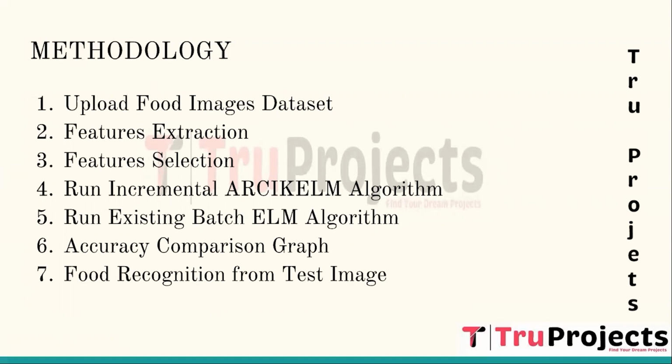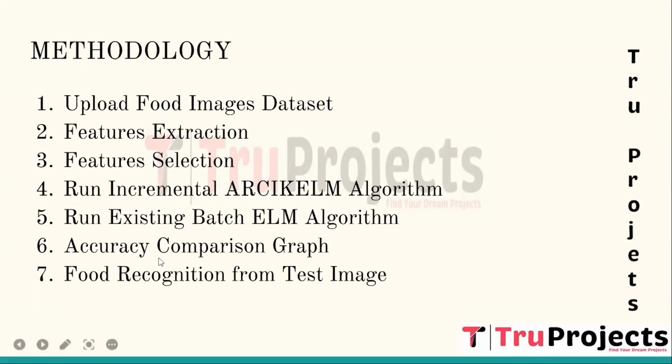And here, the dataset is divided into training and testing parts, where 80% of the dataset is used for training and 20% of the dataset is used for testing. And the fourth module is Run Incremental ARCIKELM algorithm. This module executes this algorithm which enables continual learning without retraining from scratch. And the fifth module is Run Existing Batch ELM algorithm. This module runs the existing batch ELM algorithm which trains the model using the entire dataset at once.